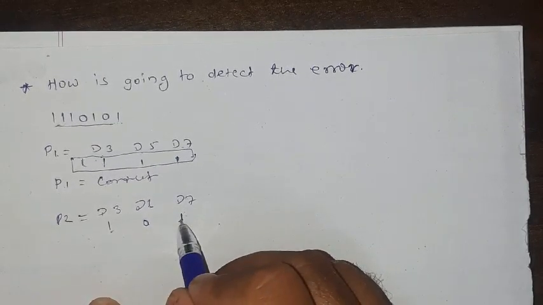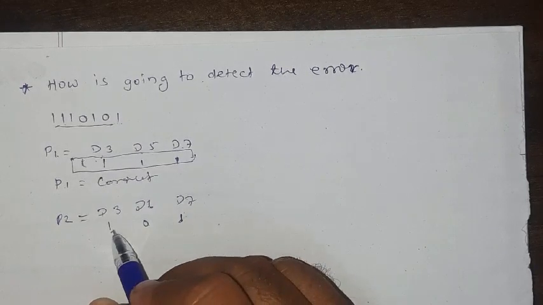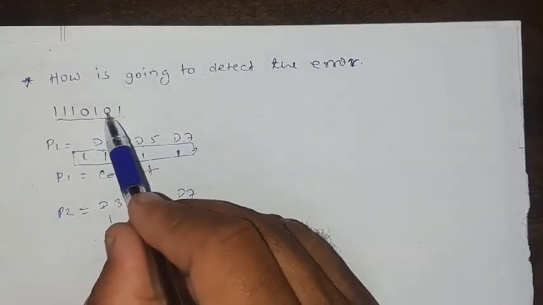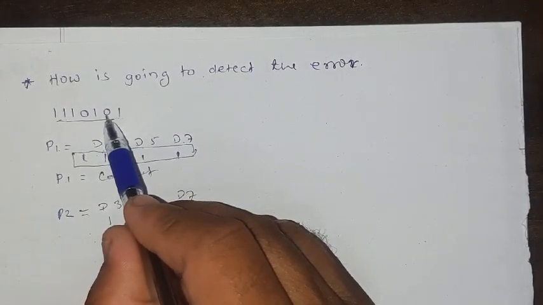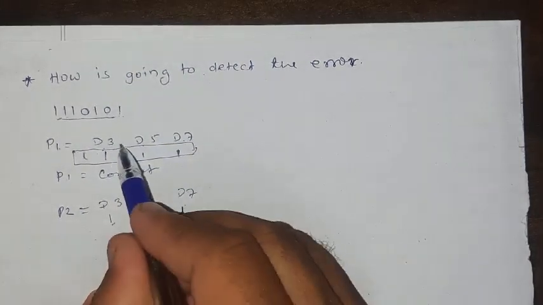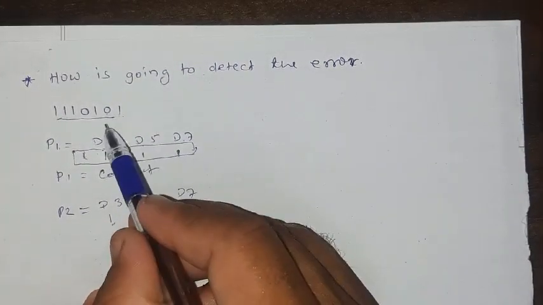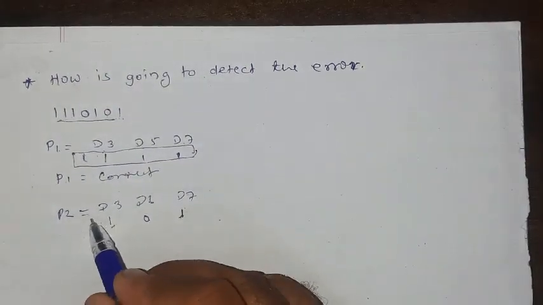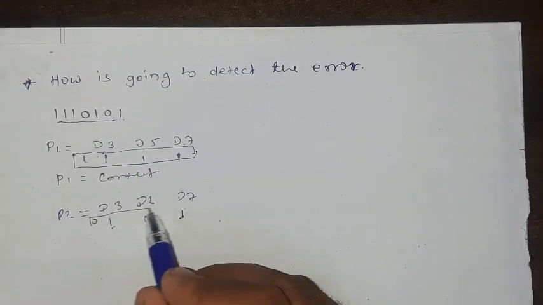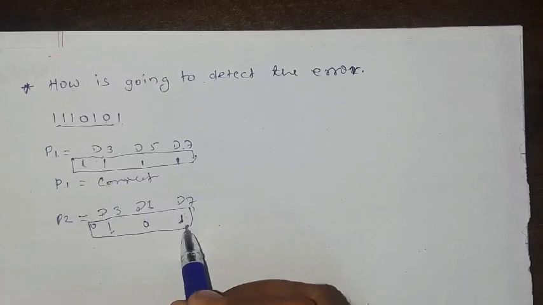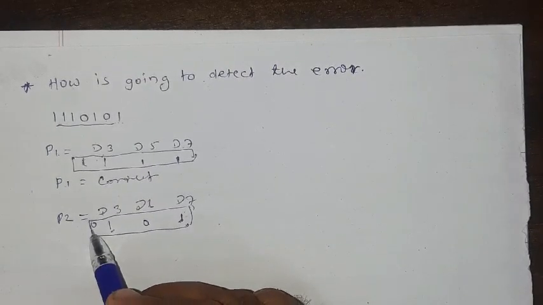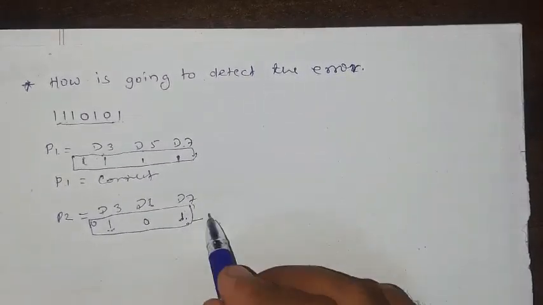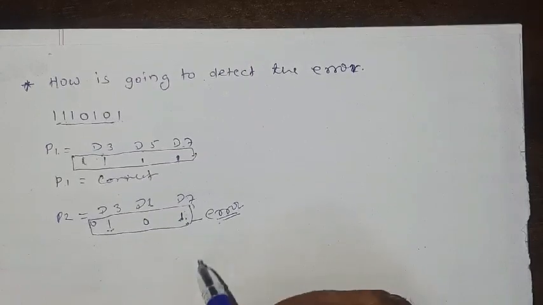The number of ones is even, but the value of P2 is 0. So where is our P2? This is P1 and this is P2. The value of P2 is 0. After counting the number of ones, the number of ones is even, so P2 is not 1. If the number of ones is even, it means what? Somewhere here is an error.